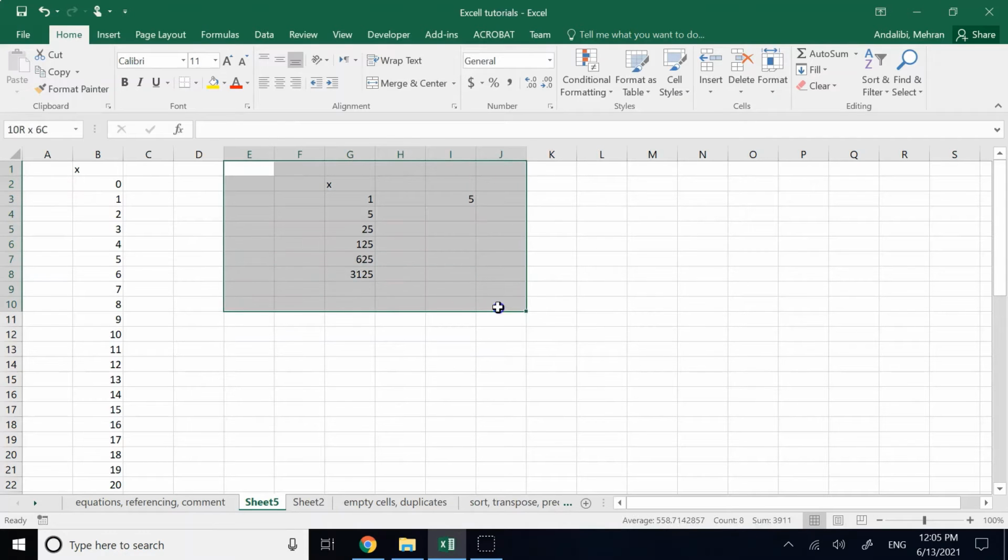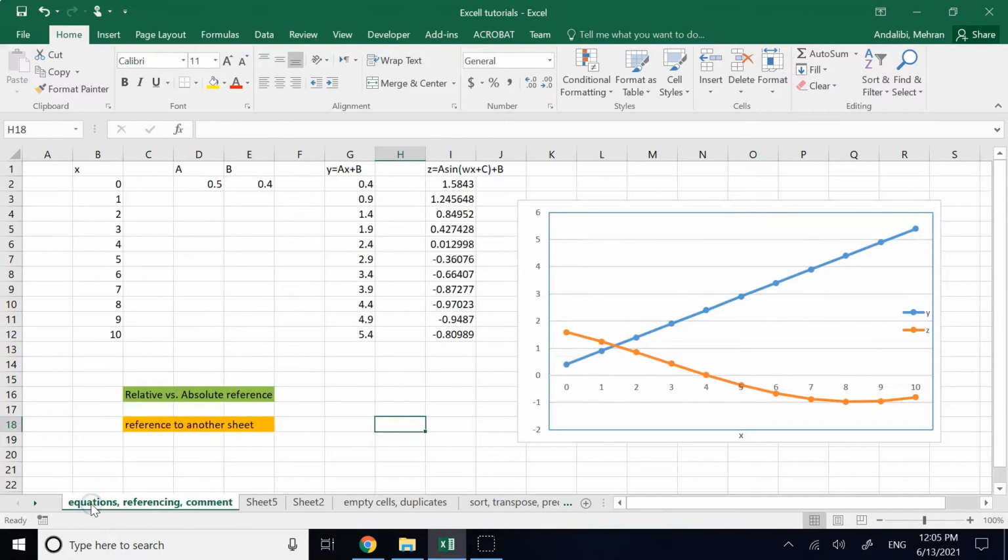Okay, and this is one of the first things that you want to learn in Excel. Now, let me show you something. Here I have created this X data from 0 to 10. I have two numbers here. One of them is the slope of the line, one of them is the y-intercept. And then I want to create the data for the line y equals ax plus b, correct?